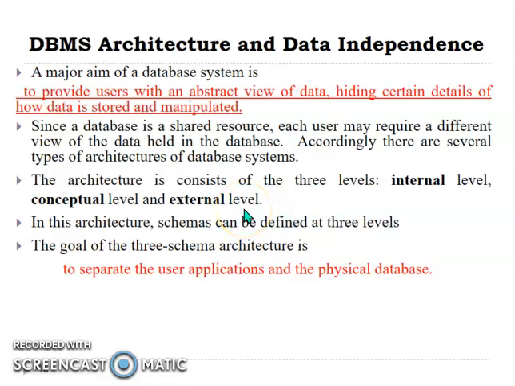In this architecture, the schema can be defined at three levels. That is the reason why we say three levels of schema. The goal of the three-schema architecture is to separate the user application from the physical database. That is, it separates the application level, or view level, from the physical database, the place where the data is stored permanently.